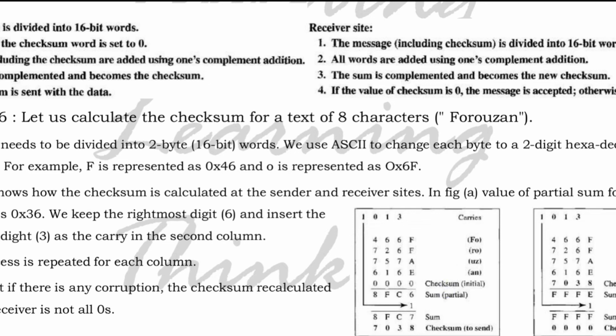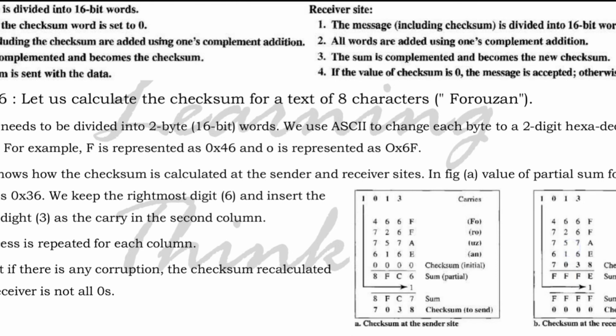Once added, we get the partial sum as 8FC6. We get one carry after the summation and we add it again, and we get 8FC7. Then we complement that one, and we will get 703 8, and this is sent to the receiver side.